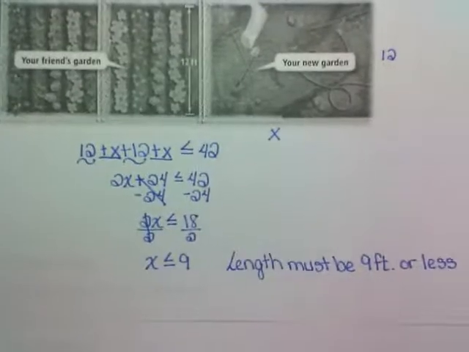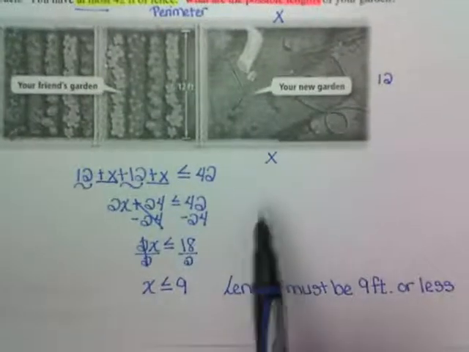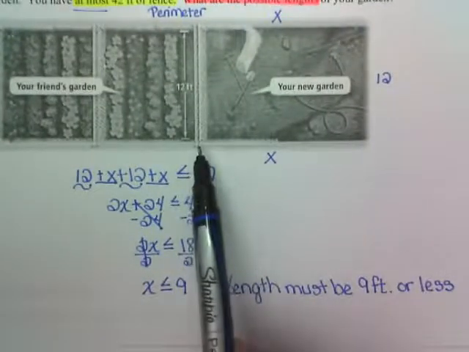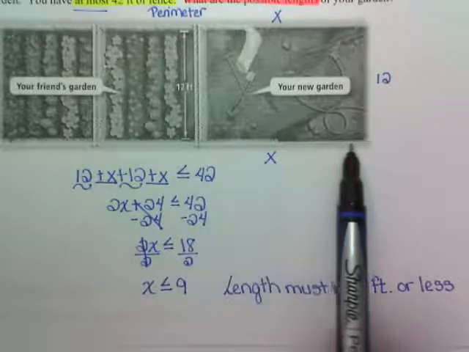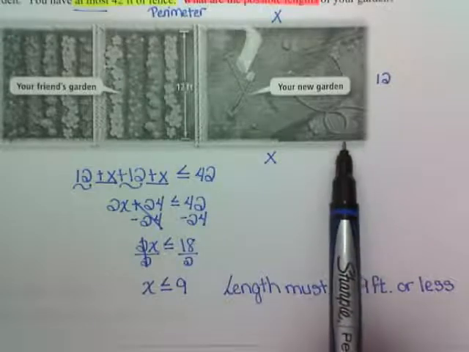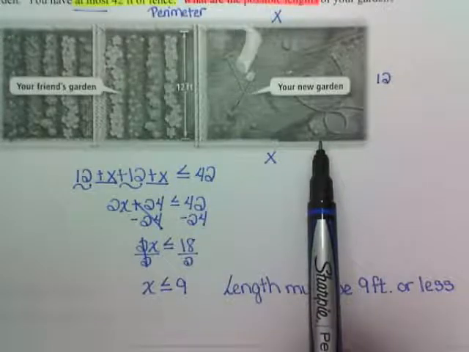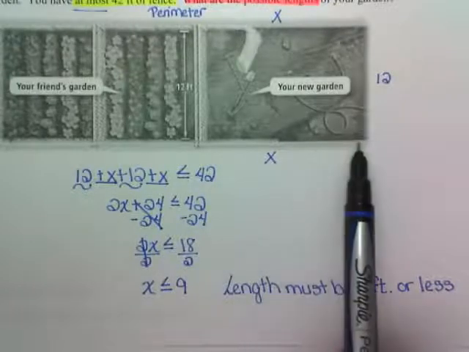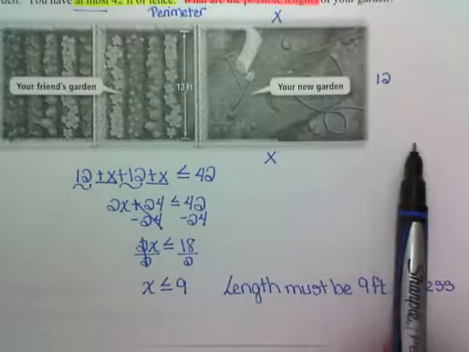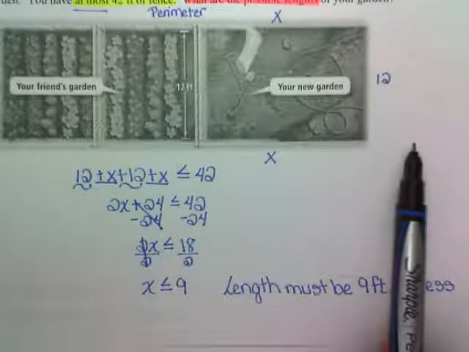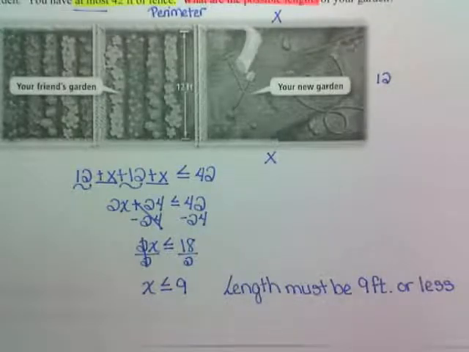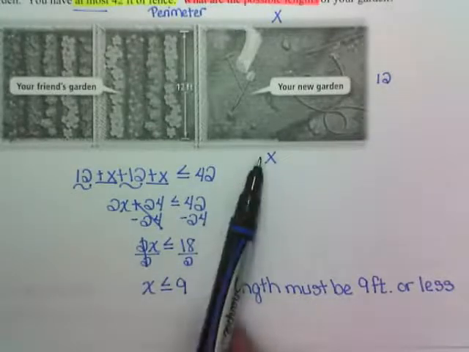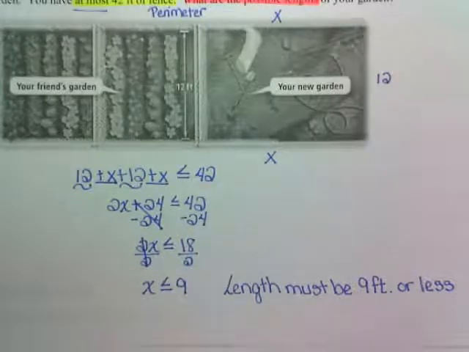9 feet or less. So when you're creating your garden here, you cannot go over 9 feet. Your garden can only be 9 feet, or you can make it less than that, which means you would use less than 42 feet of your fencing. But you cannot make it 10, 11, 12 feet, because if you make it more than 9, you're not going to have enough fencing. So the length must be 9 feet or less. This is what our inequality tells us about our word problem.